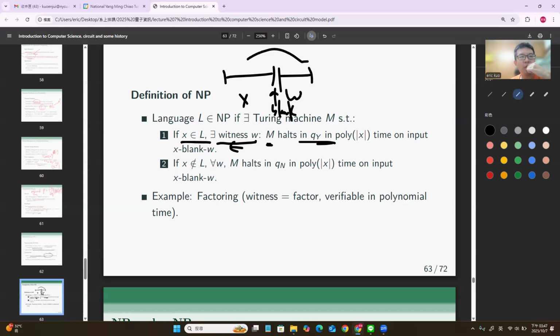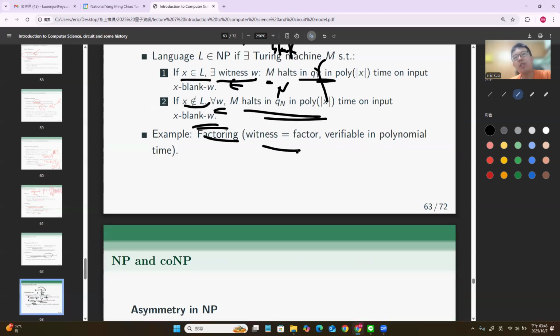And if X does not belong to L, then for all W, it always halts with output no. Simply speaking, if the answer is yes, there's a witness that helps you solve the problem. If the answer is no, there's no such witness. For example, the factor is a witness. If there's a factor, you can do a division. If there's no factor, then no matter what division you try, it's always not divisible.